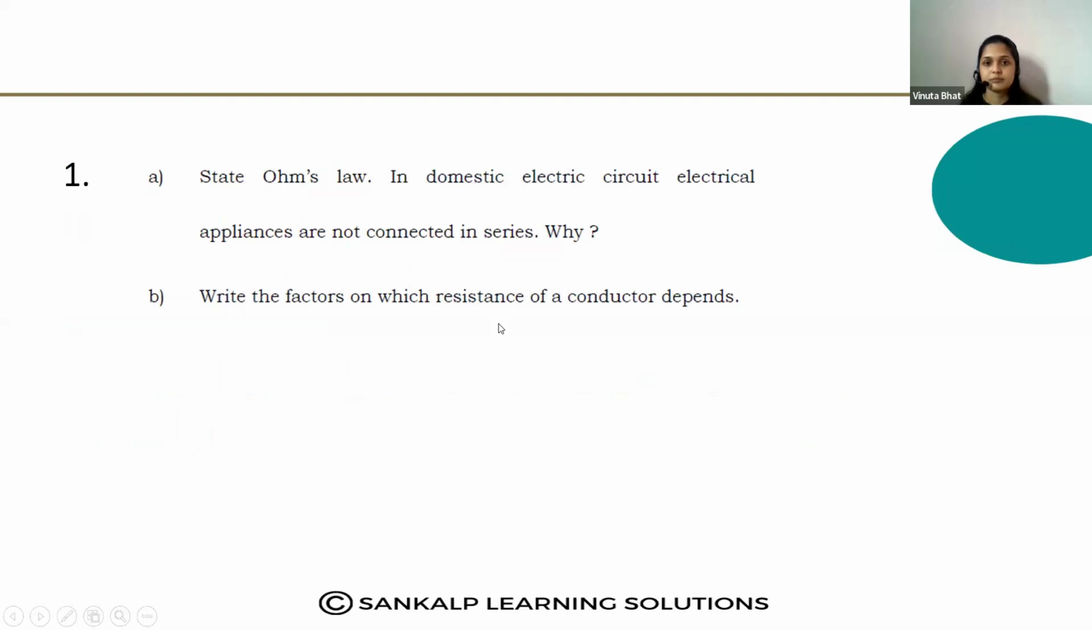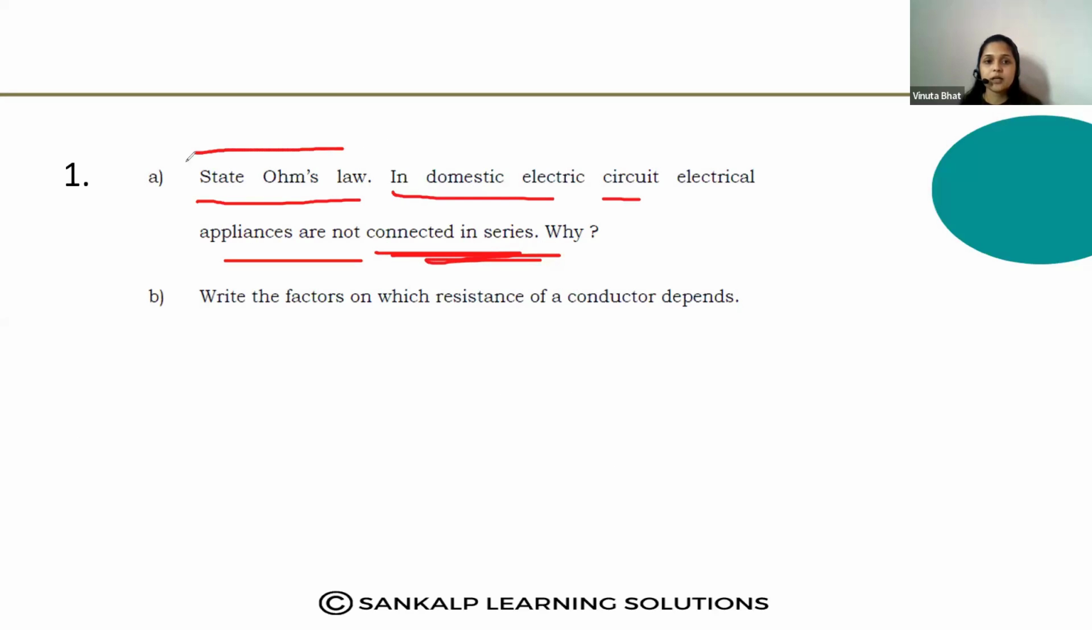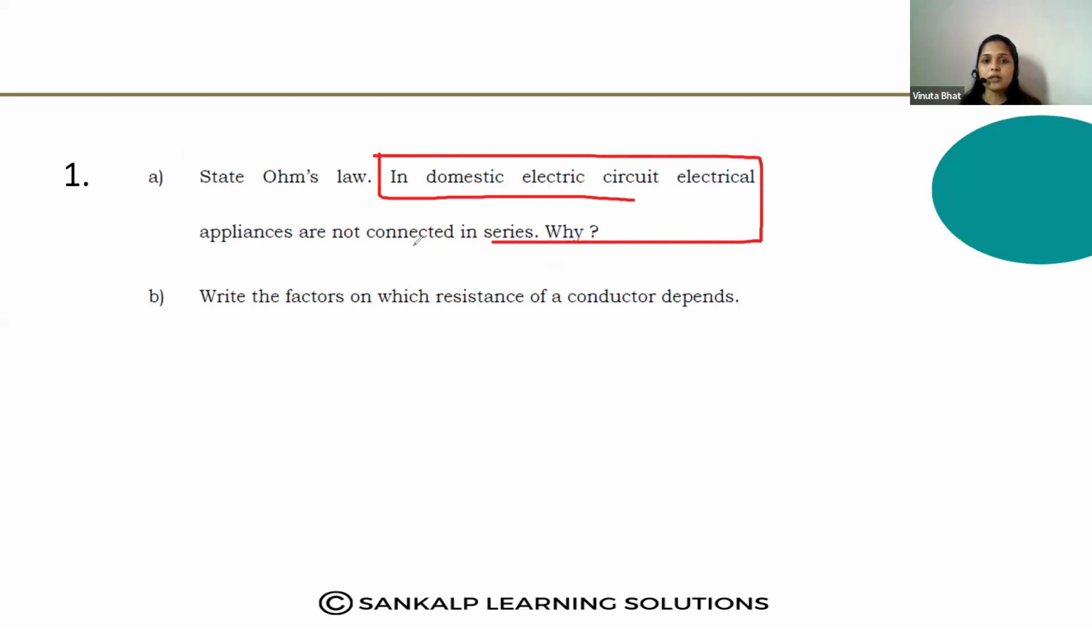Next question. State Ohm's law. In a domestic circuit, electrical appliances are not connected in series. Why? Here, we already know the answer for this question. State Ohm's law. Let us see the answer for the second question. In a domestic electric circuit, electrical appliances are not connected in series. They are connected in parallel. What is the reason behind this?